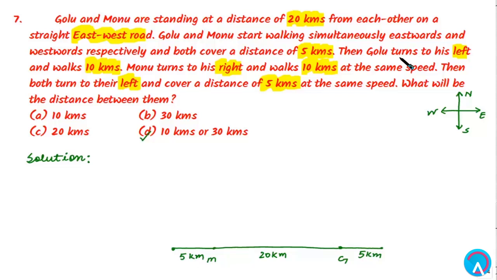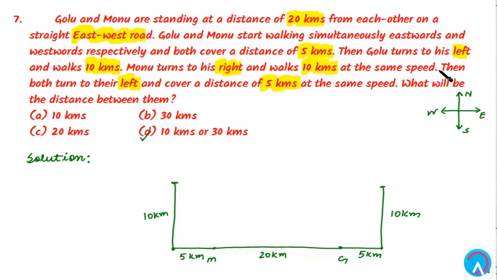Next it is given that Golu turns to his left. So if Golu is turning towards his left, then he will travel in this direction. And this is given to be 10 kilometers. And it is given that Monu turns to his right. So Monu turning towards his right will travel in this direction and he is also covering 10 kilometers.